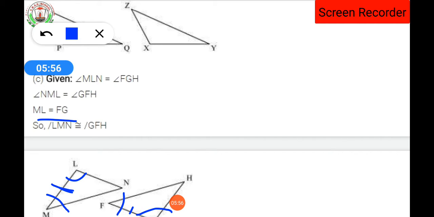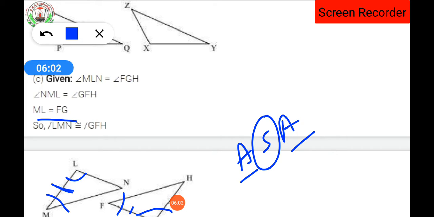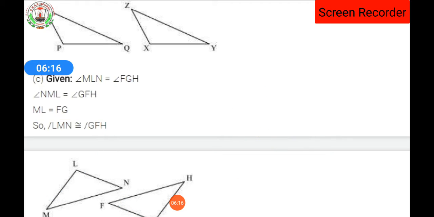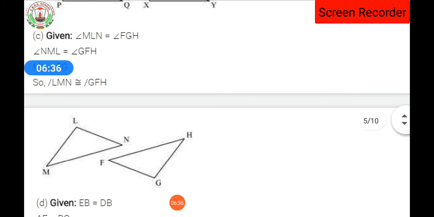So do you remember the property of angle side angle: two angles and the included side, which acts as a common side for both angles. The two angles and that side of the first triangle are equal to the corresponding two angles and one side of the second triangle. Then only is the angle side angle congruence criteria applicable. So that criteria is applicable in the C part, and the angle side angle congruence criteria is valid for the C part of this question.